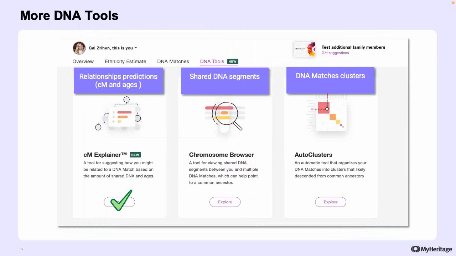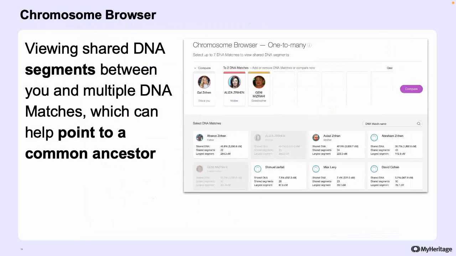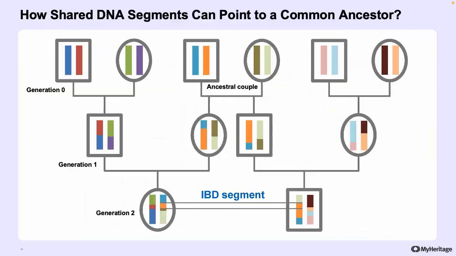But there are also other tools. Let's look at the Chromosome Browser. Chromosome Browser is a tool to use when looking at DNA segments. Basically, the Chromosome Browser gives you viewing of shared DNA segments between you and multiple DNA matches. And these segments, as I mentioned before, can help to point you to a common ancestor. But what does it mean? How can shared DNA segments point to a common ancestor?